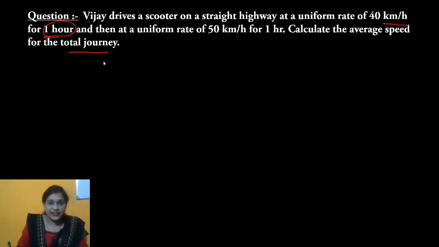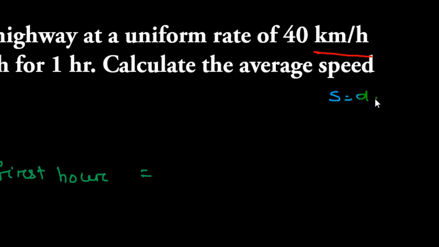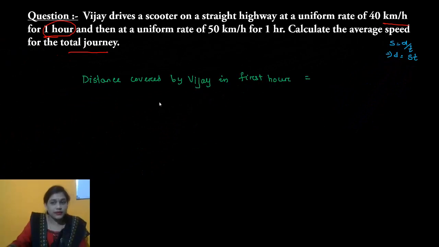So let's proceed to our answer. He travels at 40 km per hour for 1 hour and then at a uniform rate of 50 km per hour. First we have to find the distance covered by Vijay in the first hour. As you all know, speed is equal to distance by time, so distance is equal to speed into time. Yes or no? So we calculate speed into time. Speed is 40 km per hour, time is 1 hour. So in the first hour he covers 40 km.